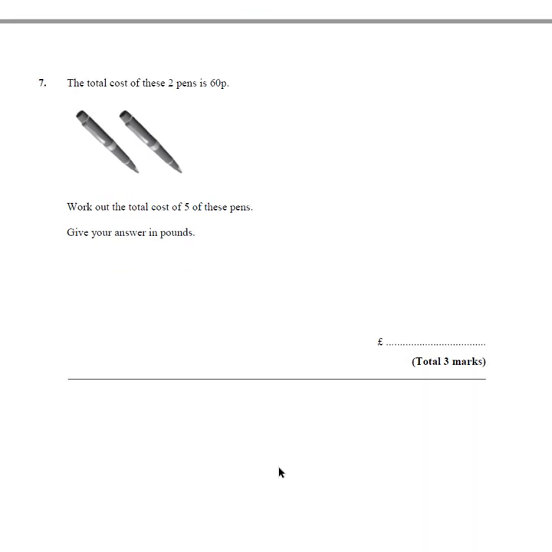Question 7. The cost of these 2 pens is 60. Work out the total cost of 5 of these pens. Make sure you show your working out, because you won't get any marks if you don't. It's that unitary method, isn't it? You know what 2 pens cost, work out what 1 pen costs, and then you can work out what 5 pens cost.